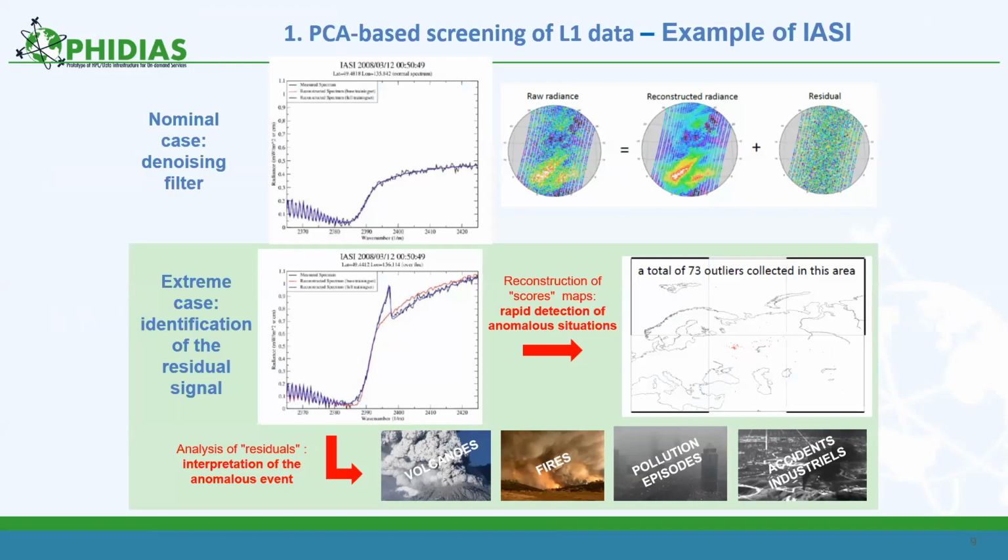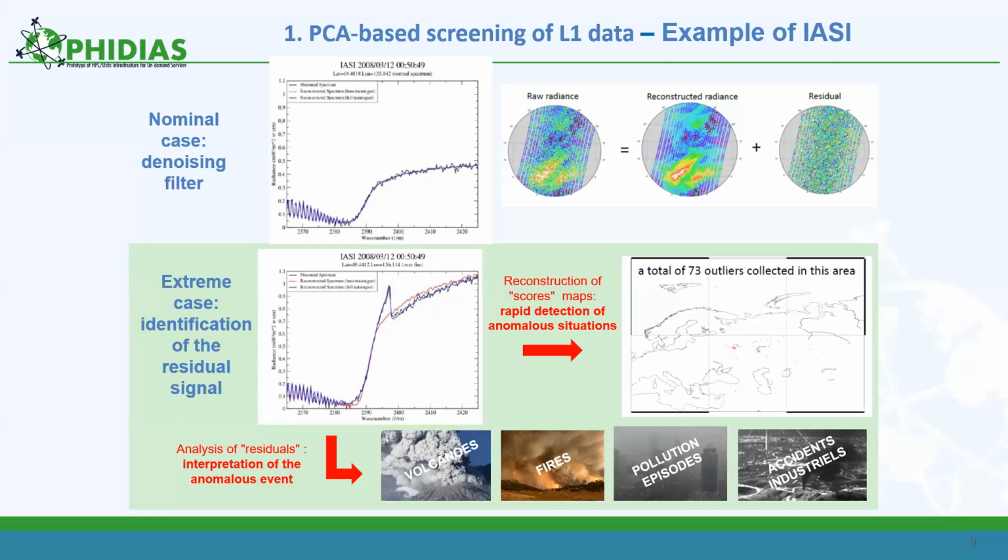The idea is really to use principal component basis in order to decompose the spectra provided by the measurement, in order to reconstruct the spectra based on the normal behavior of the atmosphere. This is an example of work already done with IASI, a thermal infrared sounder already flying on METOP. In the nominal case, that is when there is no extreme event, we are able to decompose and reconstruct the spectrum on a specific normal basis.